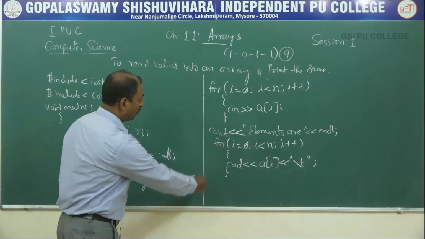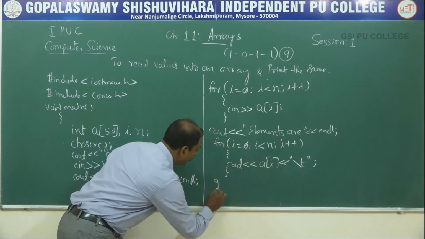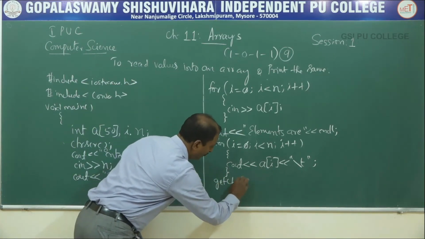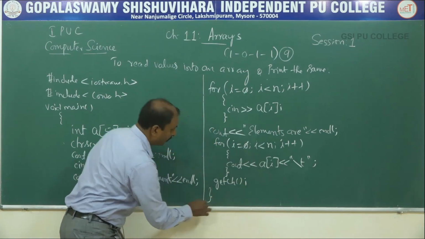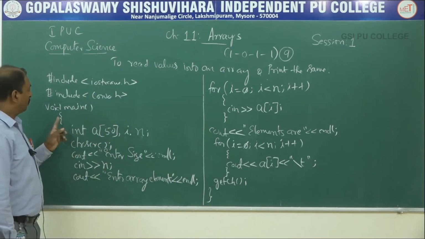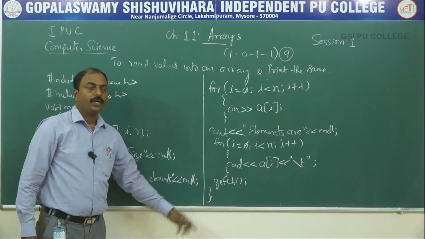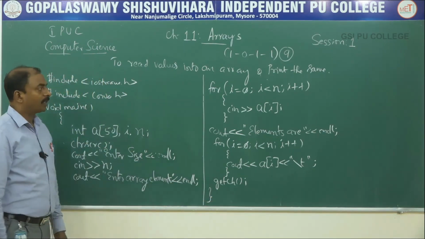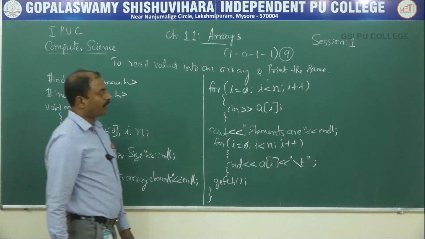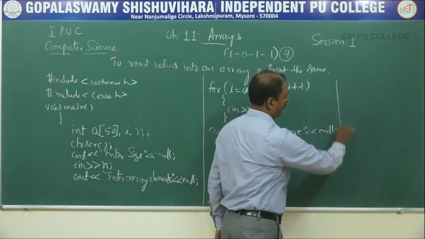Now we have to close the program. After this we close the program with the getch function, semicolon. Now we close the main function; it was opened here and we have closed it here. Now how is the program going to work? Let us see the output of the same.